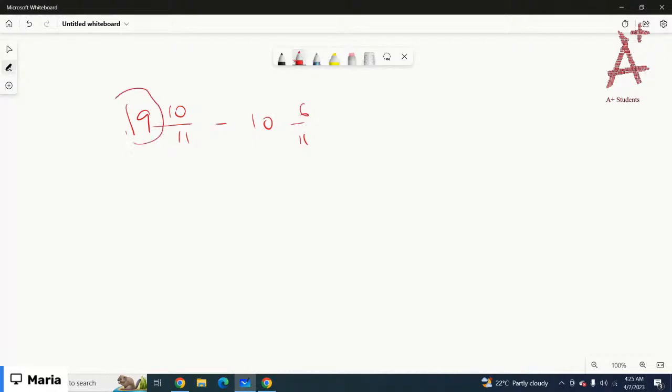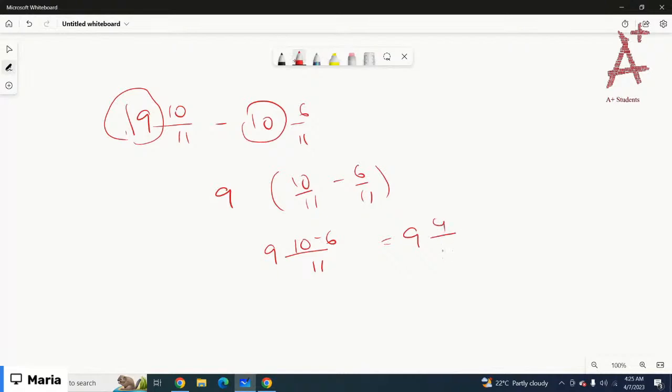Okay, just subtract the whole numbers. Got it? 19 minus 10 is 9. Just look at the fractional portion. 10 over 11 minus 6 over 11. They have the same denominators. Simply subtract their numerators. So it would be 9 whole 10 minus 6 over 11. That would be 9 whole 4 over 11. Got it? So the correct option is 9 whole 4 over 11.